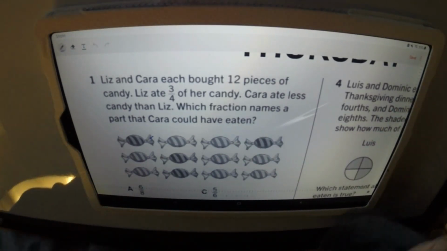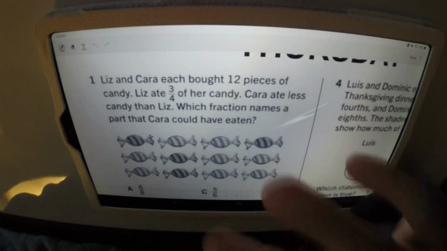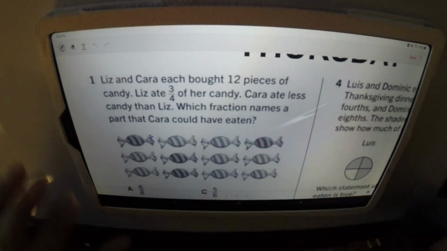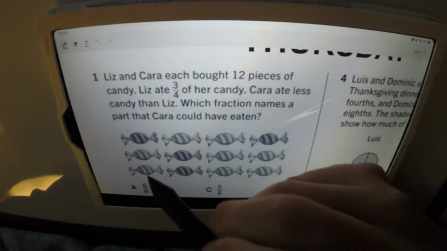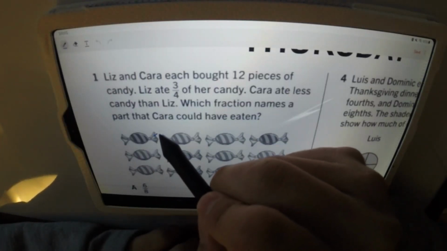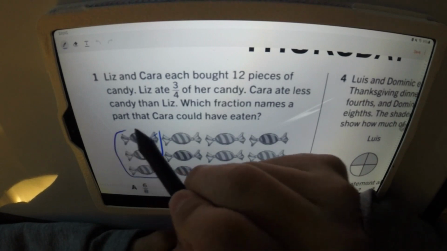So in order to figure this out, let's make it easier. Let's figure out what Liz ate, and she said three-fourths of her candy. But let's make that in total pieces. We're going to do this really quick. I'm gonna divide the 12.